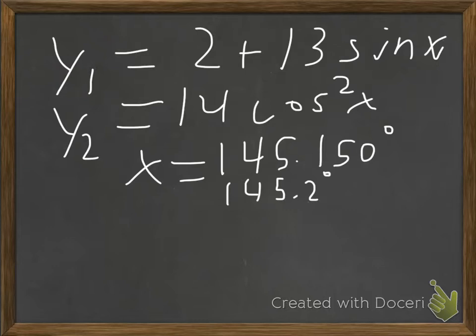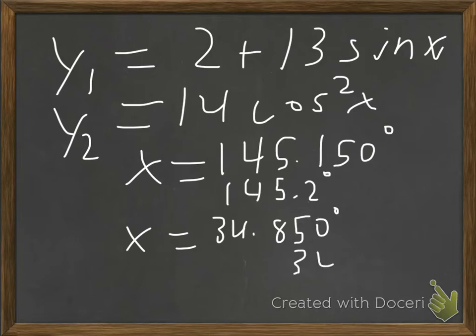For the second one, through second intersect, you are going to get x equals 34.850 degrees. Again, this is 34.9 degrees on the test. But for Mr. Hawks' exam, you're going to want to round this to 3 decimal places. Alright, so that's it. Thank you.